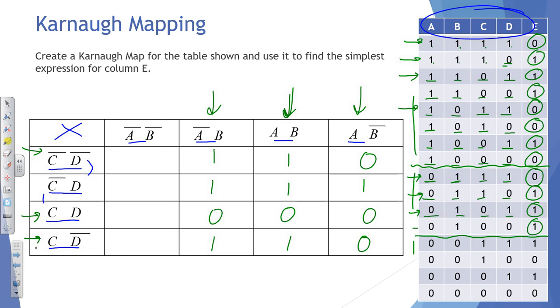Okay, we're almost done. For the bottom 4 rows on our table, we have no A and no B. That is to say the negation of A and negation of B, but we do have C and D, and our outcome is 1. No A, no B, and C, but no D, our outcome is 0. No A, no B, no C, but we do have D, and our outcome is 1. And our last row, no A, no B, no C, no D, and our outcome is 0.